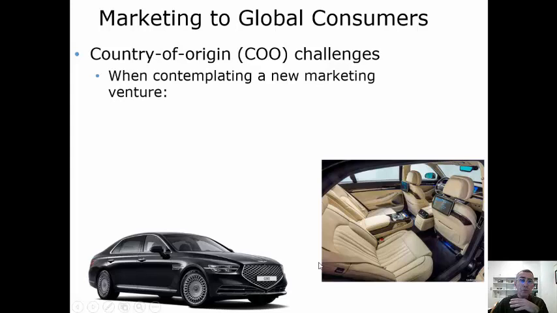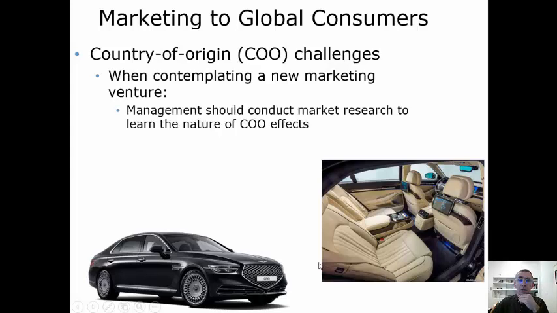When contemplating a new marketing venture, management should conduct market research to learn the nature of the COO. Is your country of origin going to be welcomed there? Is there a perception bias? I use this as an example here, as a luxury car. I mean, look at this.